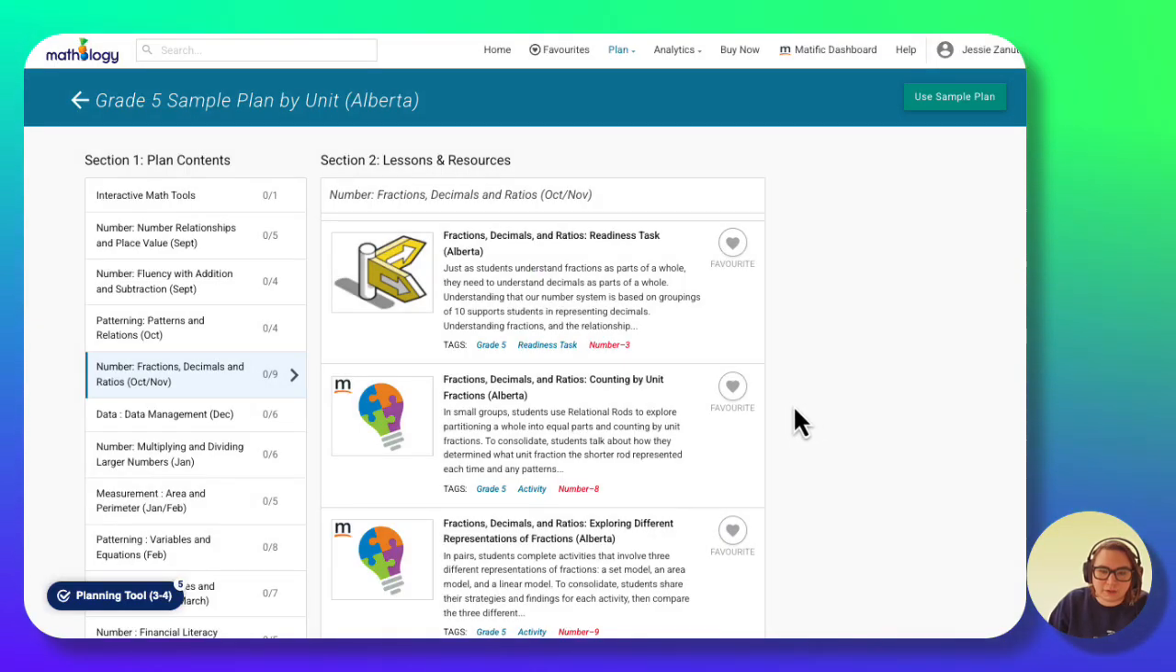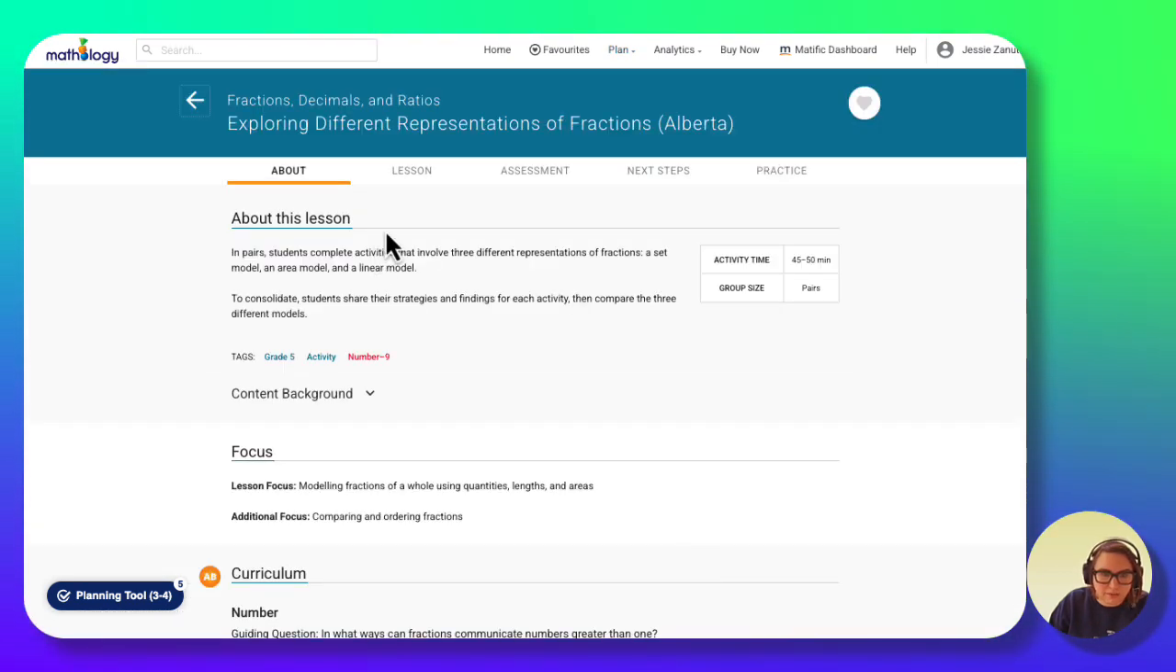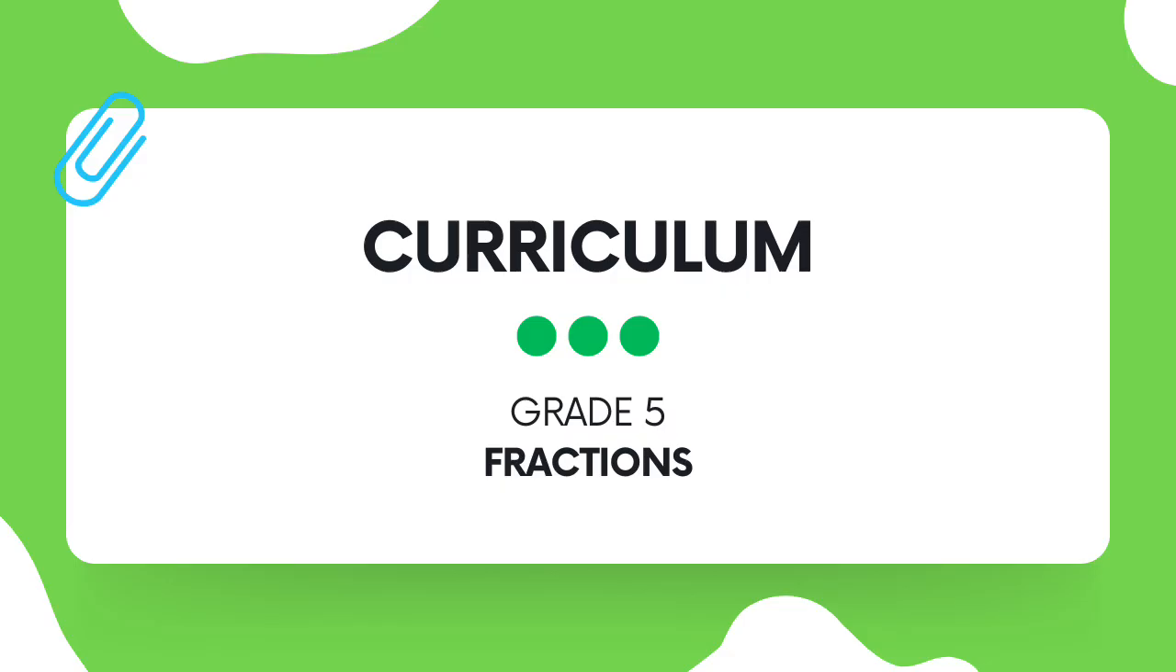The next area we're going to look at in this outcome is the third one here, exploring different representations of fractions. So in this part of the unit, students are going to look at three different models for representing fractions: the set model, area model, and linear model. They're going to explore different strategies and they're going to compare the three different models.